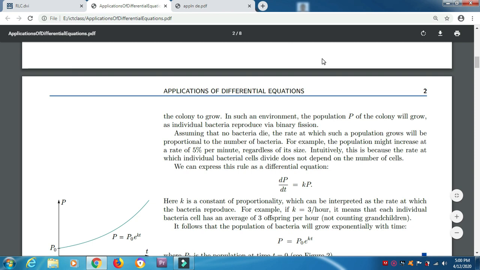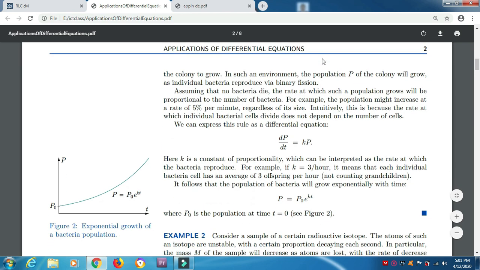So first we formulate the differential equation, that is the growth equation, dP by dt equal to k into P. Here k is a constant of proportionality. For example, suppose we consider the value of k greater than 0. We can take the value of k equal to 3 per hour. It means that an individual bacteria cell has an average of 3 offspring per hour.